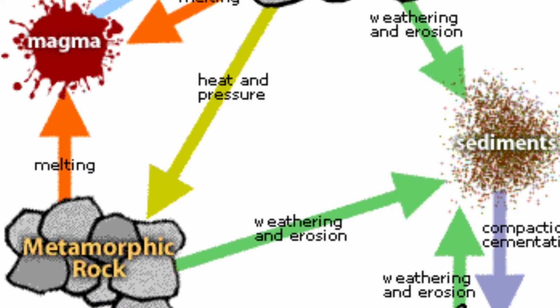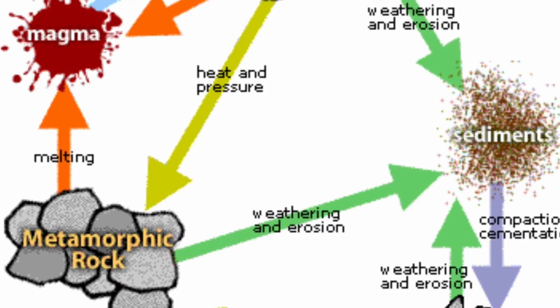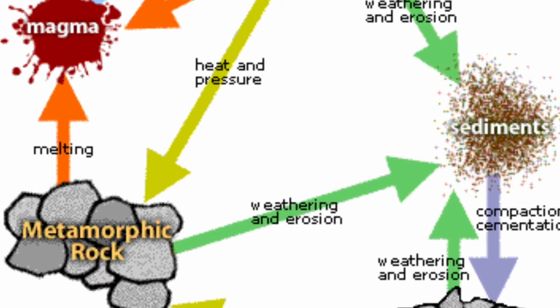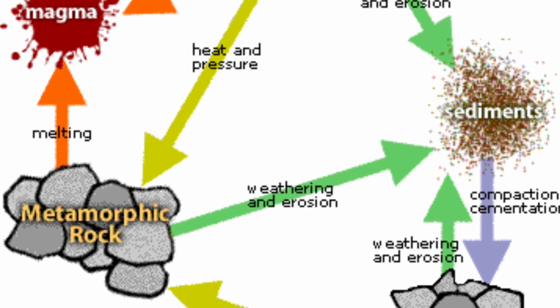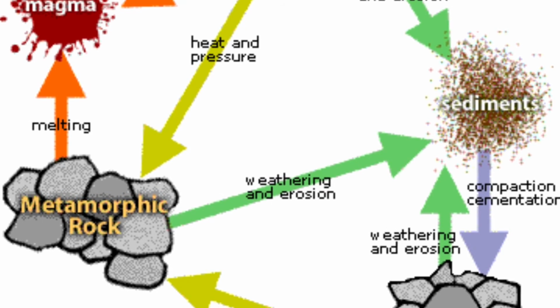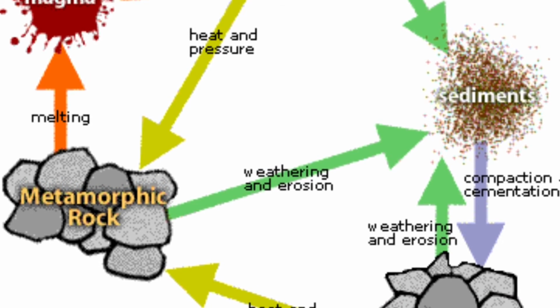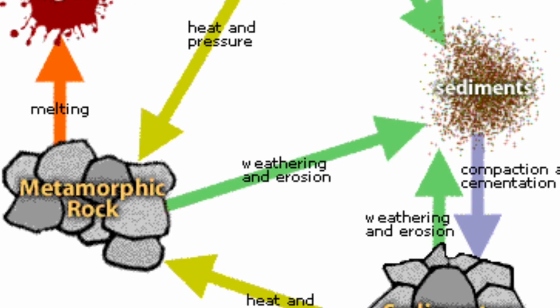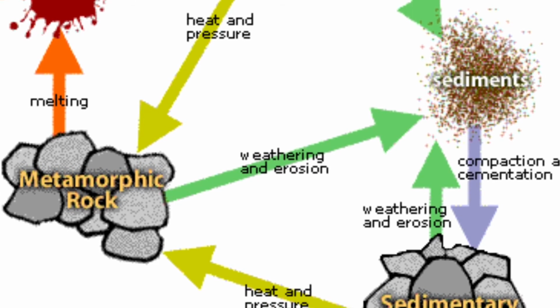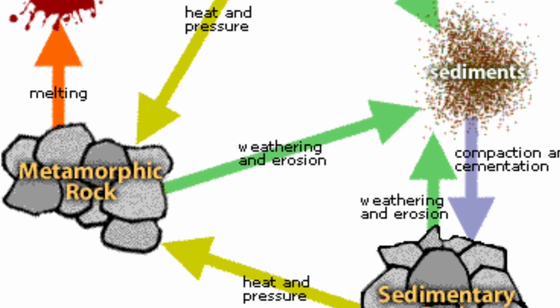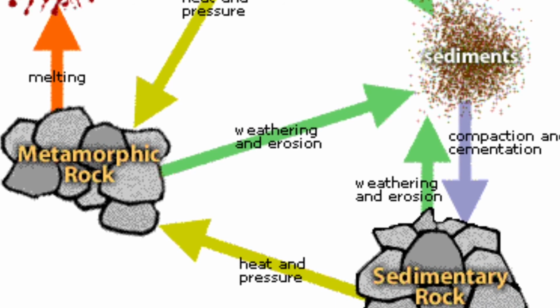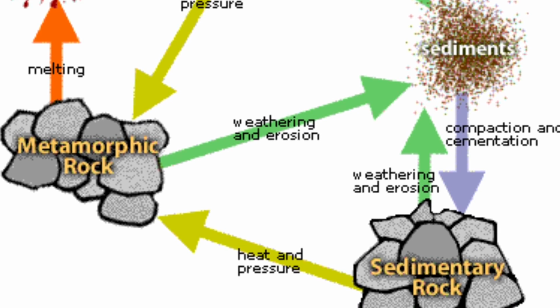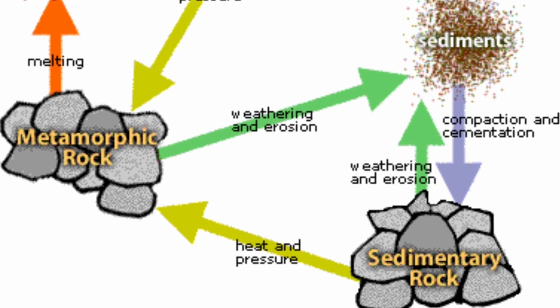And last but not least, sediments by compaction and cementation turn into sedimentary rocks, and sedimentary rocks by weathering and erosion turn into sediments, and sedimentary rocks by heat and pressure turn into metamorphic rock. As you can tell, all the arrows are processes and all of the little pictures are products of the rock cycle.